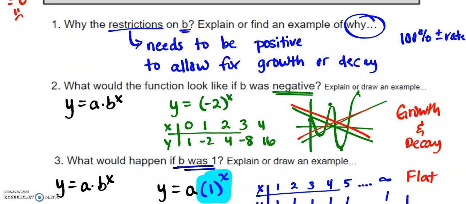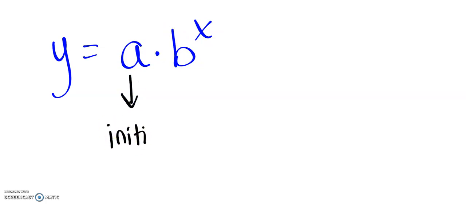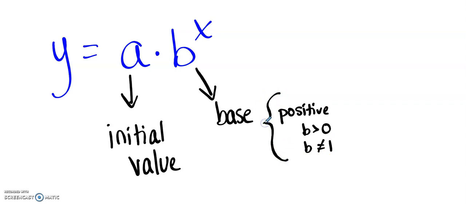Okay, so just as a recap, y equals a times b to the x. This is our basic function. We've got our initial value. We've got our base, which is positive. I'll write that out so you don't think that's some weird positive. And greater than 0. And not 1. Okay, those are the rules about the base. Okay, and then our exponent's whatever we want it to be. So that's the gist of our exponential function.